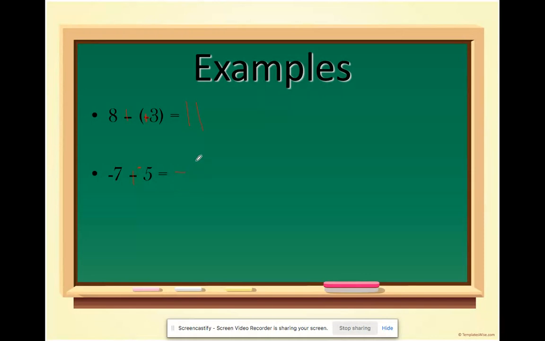Negative 12, okay? Initially, when you look at these problems, your first answer probably is wrong because you didn't physically change it. This next one is like the most complicated type of problem.